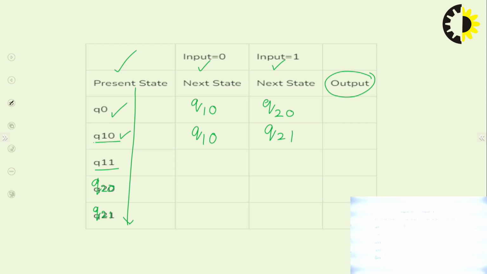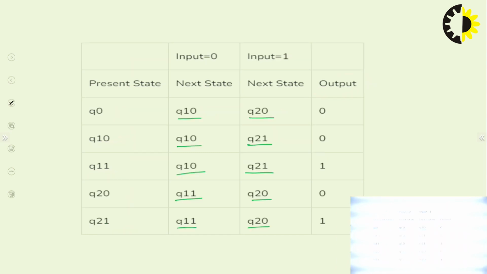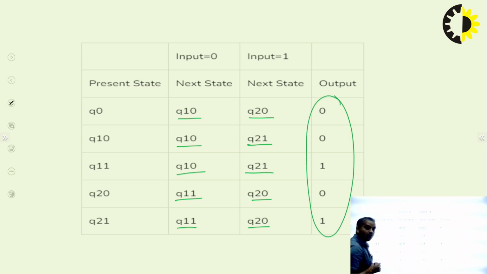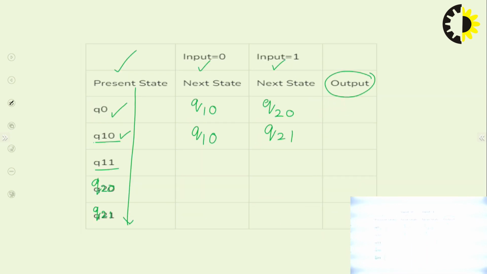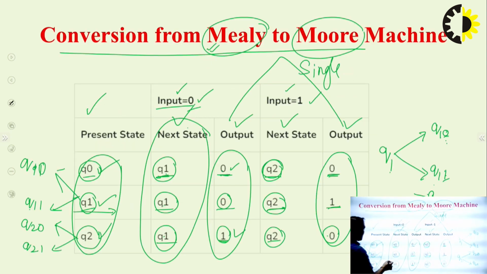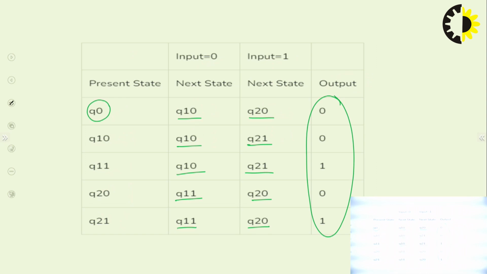Now we also have to write the output of the table. How do we write the output? You check Q0 and go to the previous table. What is the output of Q0? This is decided by this table. We have to check the output of Q0. If the output of Q0 is 0, then we write 0 here.